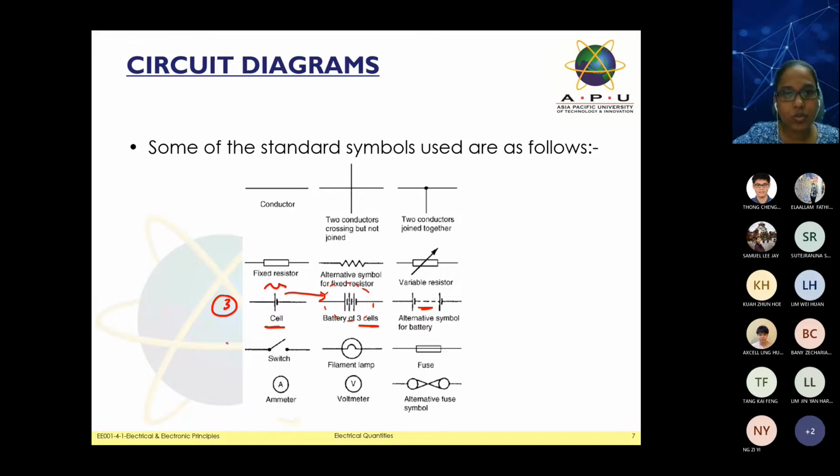And the next one will be the switch. For the switch, they always show you this one. When it is joined, it means the switch is on. For example, if the switch is a straight line connected like this, we say the switch is on.